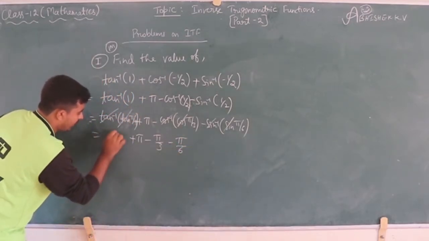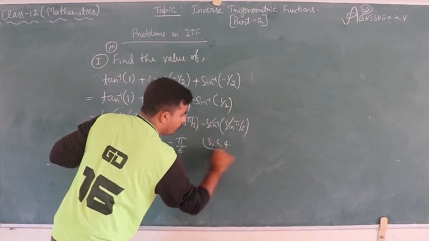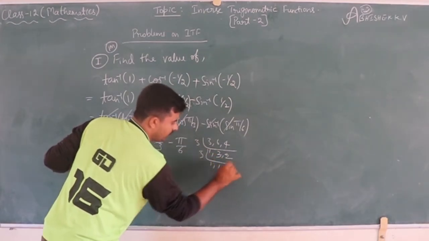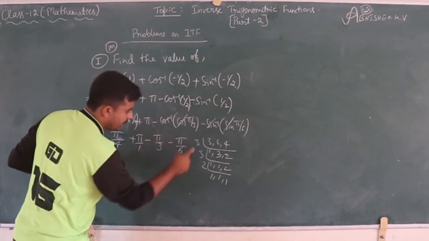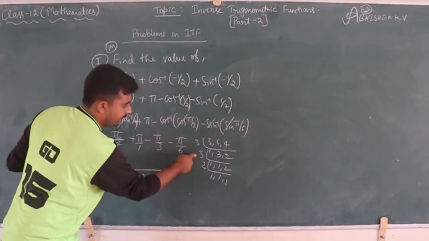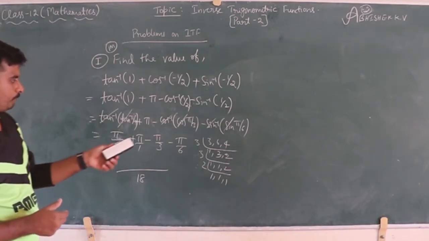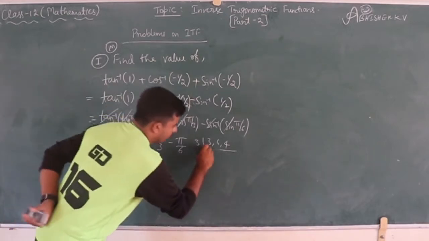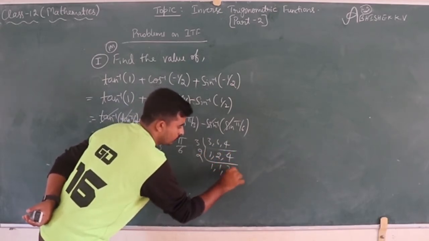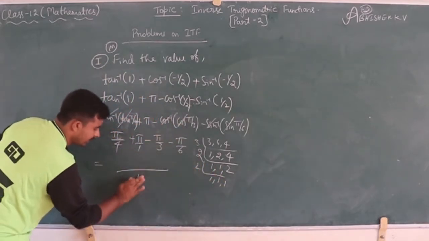See, this is pi by 4 plus pi by 1, 3, 6. What is the LCM for 3, 6, 4? See, 3 ones are, 3 twos are. Then it is 4. Then 2 ones are, 2 twos are. Then 2, 1, 1, 1. 3 twos are 6, 6 twos are 12. Here 12 is the LCM.